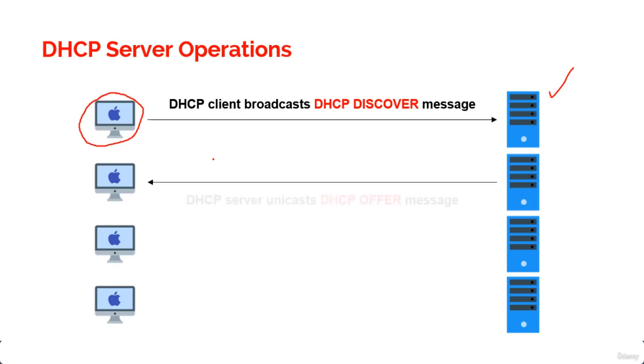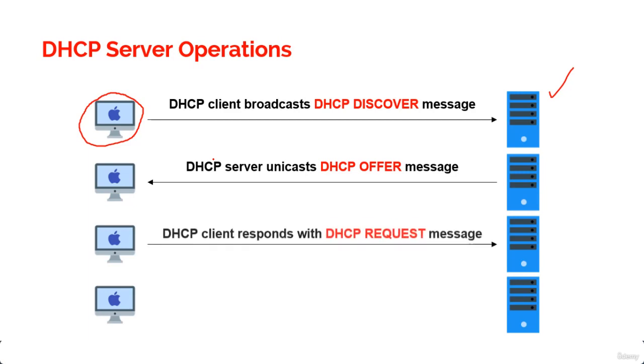Now, the next step is the DHCP server replies with the DHCP offer message saying that, hey, this is the IP address or the pool of IP addresses which I am giving you. So if you're okay with it, just let me know. This is the IP address.